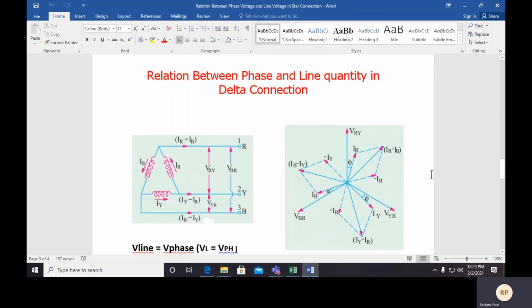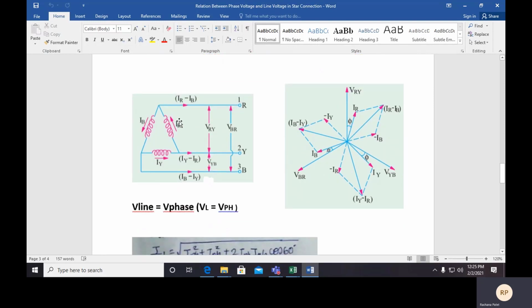Now, just like the relation between phase and line quantity in star, we will consider the relation between phase and line quantity for delta also. This is the delta connection. Just by observation we can easily say that this is in the form of a delta symbol. That's why it is known as a delta connection. With this, further notations are also given over here.